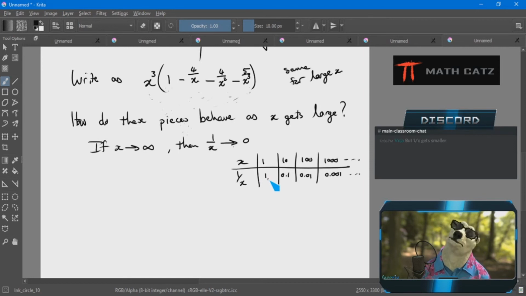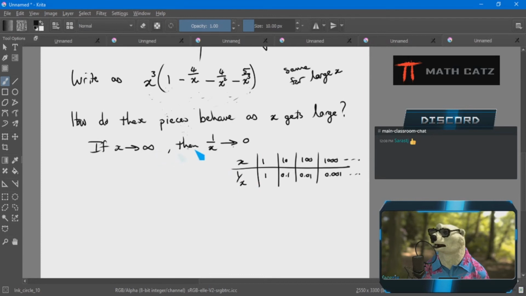Remember, it's up to you to ask questions. I can't sense when you are not sure and when you have questions. And I see in chat there is some. 1 over x gets smaller, yes. So I'm not sure you've asked a question and then it seems like you've answered that question. It gets smaller, yes. 1 over x gets smaller. So I'm not sure what your question is. Just rephrase it and then maybe it'll make sense to me.